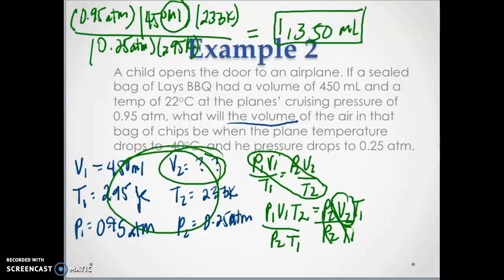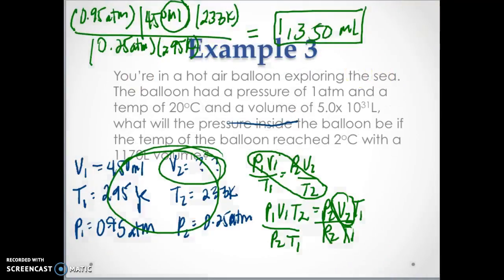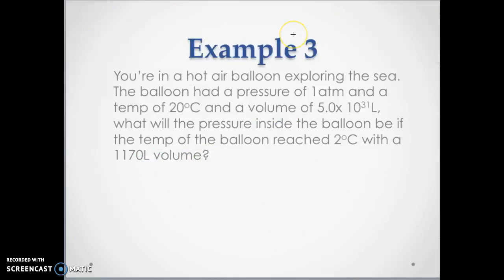Now you try example 3 and see if you could get a large number. So for number 3, let me erase this. For number 3, you should get this as your answer. So 4 times 10 to the 28 atmospheres.